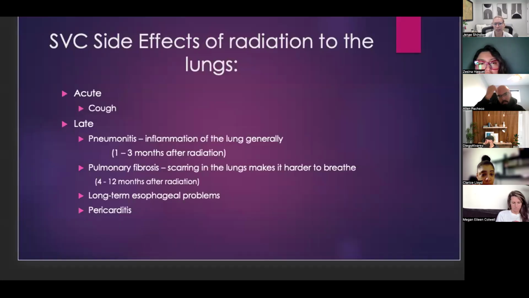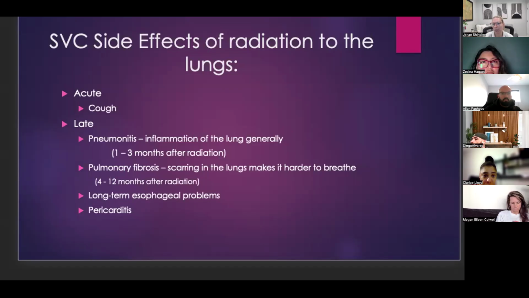Okay, the side effects of radiation to the lung. This is a large field, and it's a large field of a lot of important things. So you can have acutely a cough, later because of the large field. The more lung you get in there, the higher chance of radiation pneumonitis. That's inflammation of the lung.